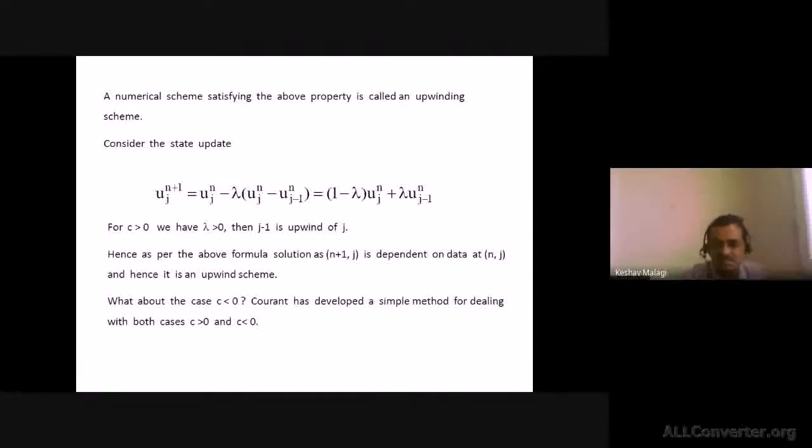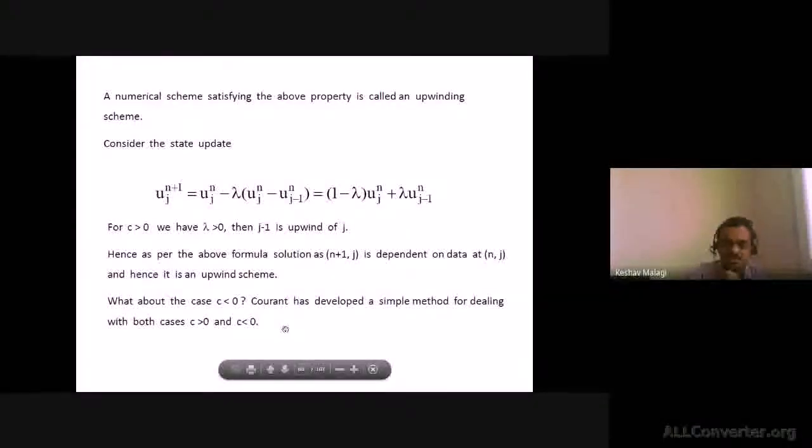So you consider this state upwind, as I explained. A numerical scheme satisfying the above property is called an upwind scheme. So you have u_j^(n+1) = u_j^n - lambda (u_j^n - u_(j-1)^n) if lambda is positive. You can write it like this, provided lambda is greater than 0. But if lambda is less than 0, what do we do?